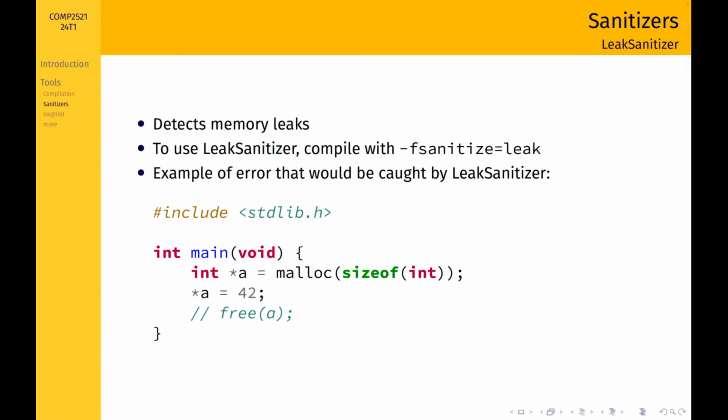Cool. So now for another sanitizer called leak sanitizer. This sanitizer detects memory leaks, as the name suggests. And here is an example of an error that would be caught by a leak sanitizer. We malloc an int, and then we don't free it at the end of the program. So, a very, very simple example of a leak.